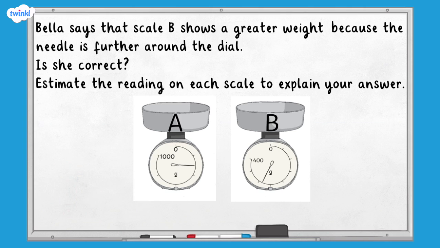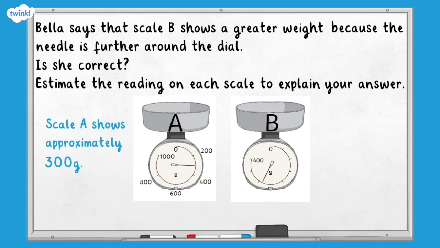How did you get on? The number line on scale A goes from 0 to 1000 grams and is split into 5 sections. So each section is 200 grams. The needle is pointing to approximately halfway between 200 and 400, which is 300. So scale A shows approximately 300 grams.